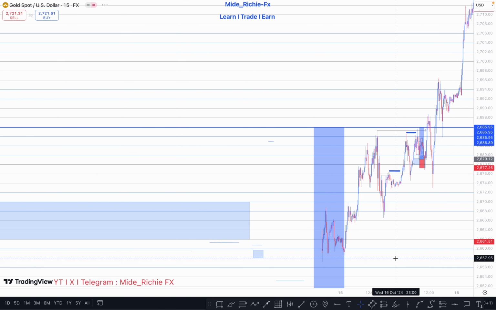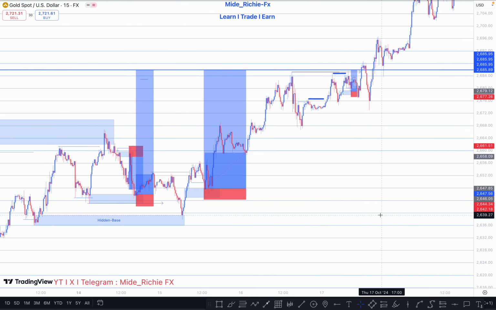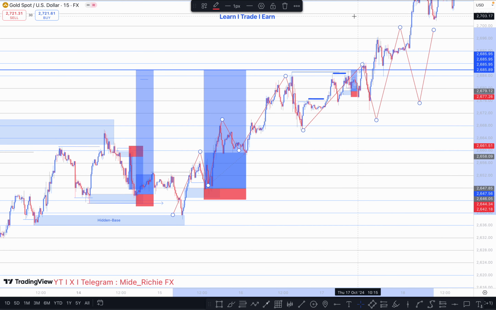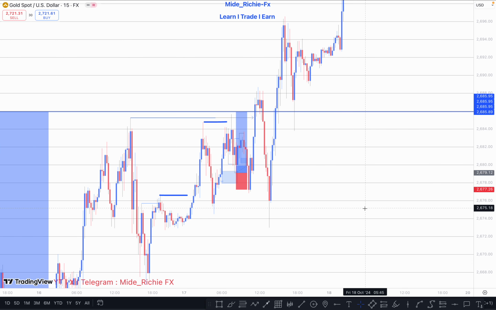So I'm actually out of this, and it leads to a break of structure of the 15-minute structure right here. Let me break that down. You can see this particular structure right here, for the bullish continuation, and it's still very, very bullish. I was like, okay, fine. Now, how will I take advantage of this bullish continuation? How will I follow this structure?